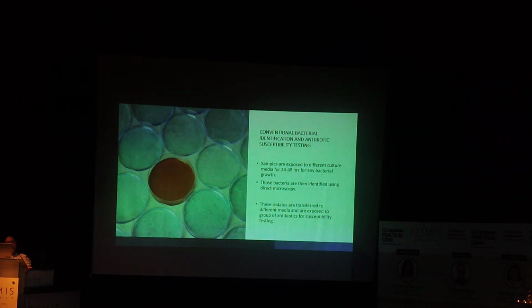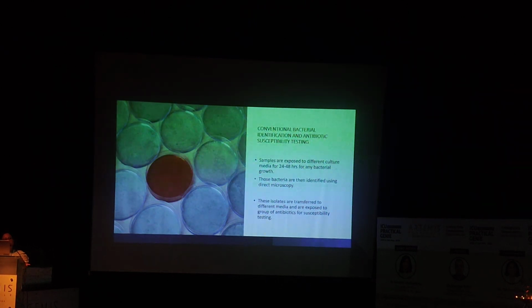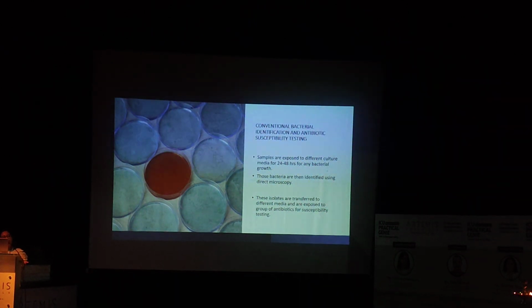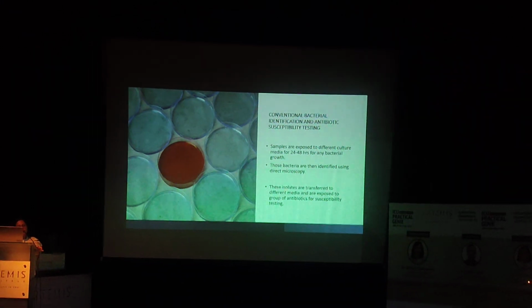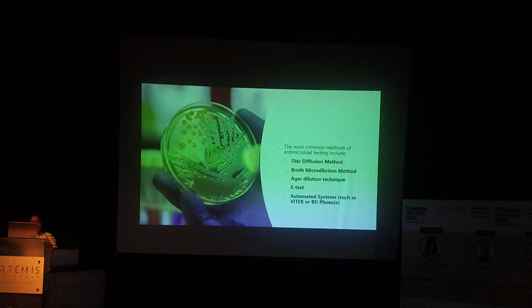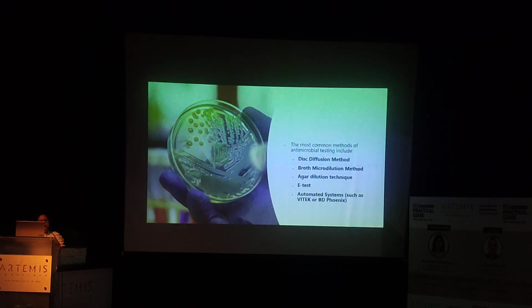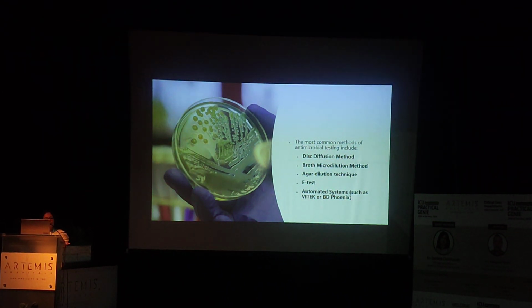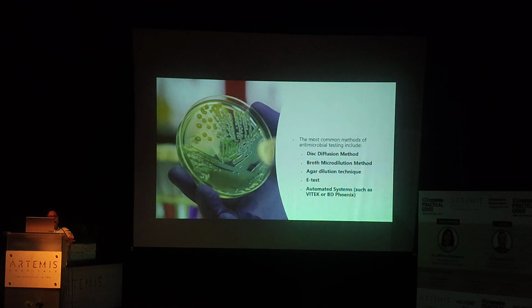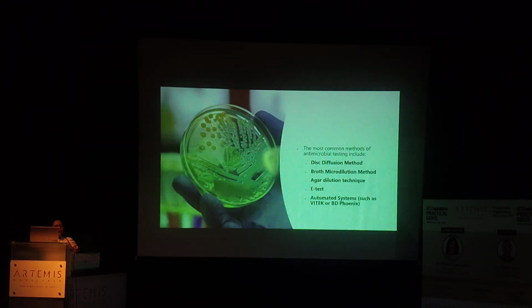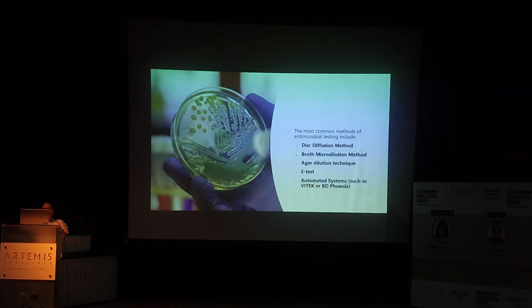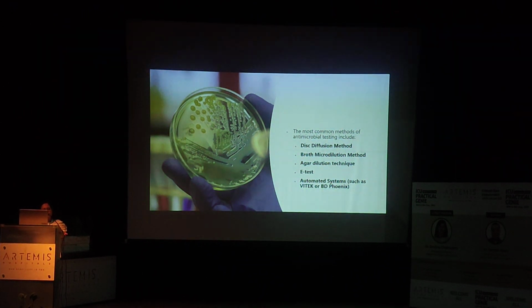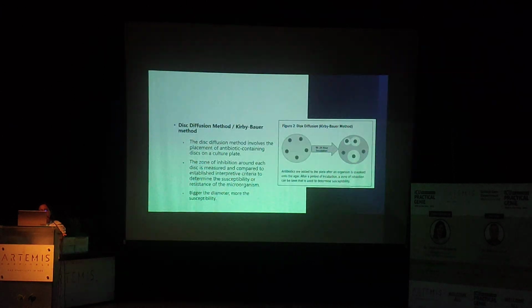When the bacteria get killed by those antibiotics, that is how we apply different methods to detect sensitivity of the organisms. There are a few conventional methods: disk diffusion or Kirby-Bauer method, broth microdilution, agar microdilution, E-test, and automated systems. I will talk about them briefly, there are very few slides for them.